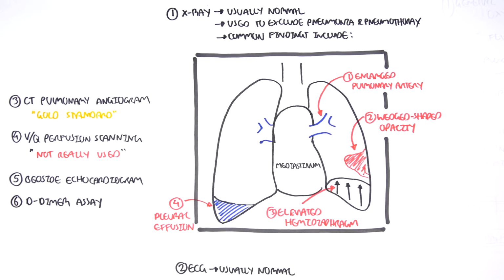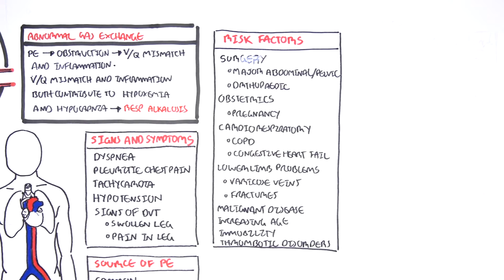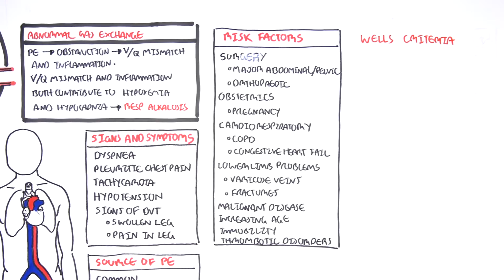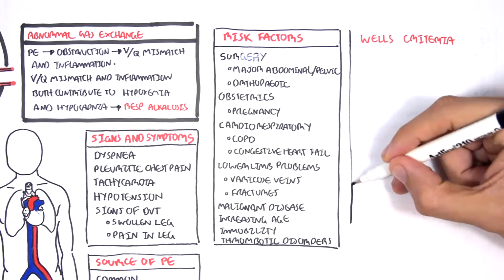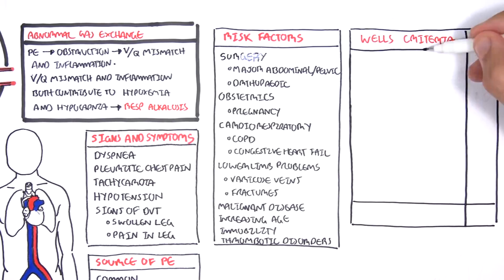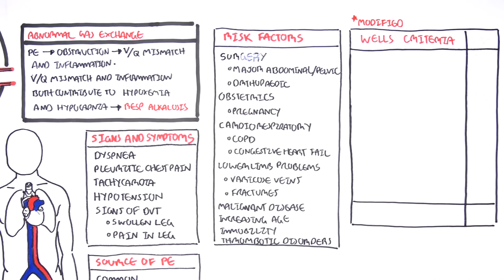Okay, so diagnosing PE, or the clinical signs of PE, is very difficult to differentiate from other differentials. So what's important when trying to see if a person has PE is to look at their risk factors. And what has been developed is what's called Wells criteria. This is a modified version, but Wells criteria is essentially a list of factors that is given a score, and this will tell you if the patient is more likely to have PE or not.